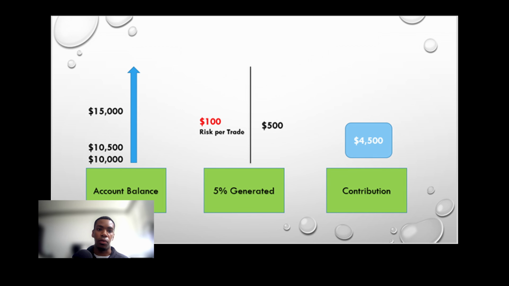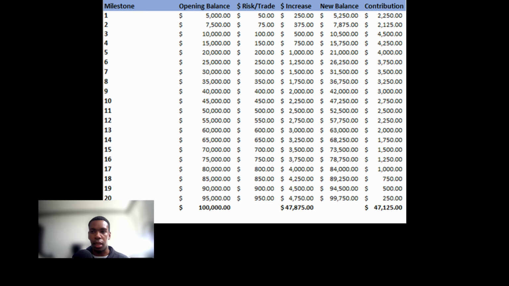And then a further $4,500 can now be added to the trading account balance, bringing it to $15,000. And then again, the process, just like in level one, continues up to milestone 20, where the account's new balance will be $100,000, as you can see on the table. This effectively means that the trader generated almost $48,000 in gains and added another $47,000 to increase the account from $5,000 to $100,000.